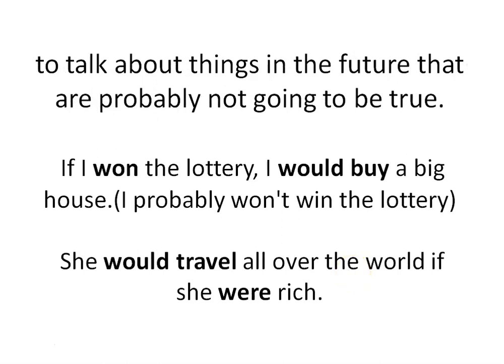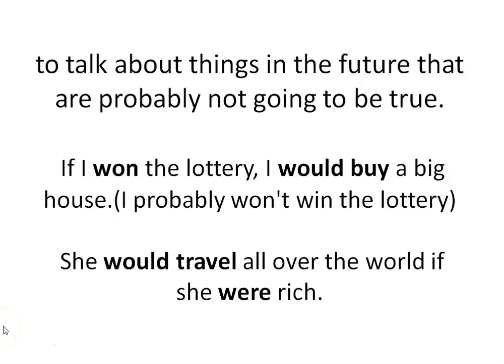Let's take the first situation. So what was the first situation that we have seen just now? The first situation is to talk about things in the future that are probably not going to be true. Let's take two examples here. I will begin with the first one. If I won the lottery, I would buy a big house. And the analysis, the clarification is I probably won't win the lottery. That indicates this is not going to happen. In 100% it is not going to happen.